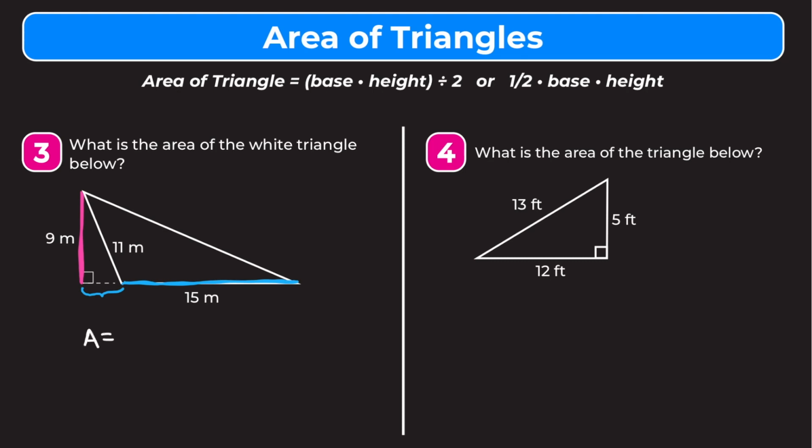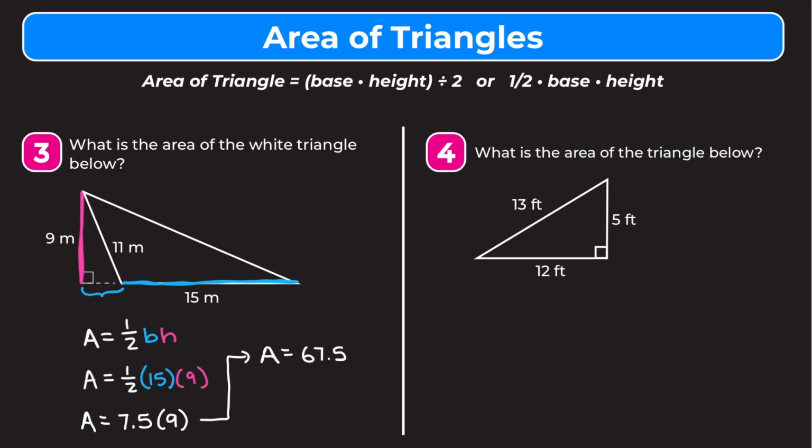I'm going to start by writing our formula. Area equals 1/2 times our base times our height. Now I want to plug in our numbers. So our area is equal to 1/2 times our base of 15 times our height of 9. Now we just want to multiply this out, and we can multiply in whatever order we want. I'm going to multiply 1/2 by 15 first, and that's going to be 7.5. Feel free to use a calculator if you would like. Now we need to multiply 7.5 by 9, and if we do that, we should get an area of 67.5, and our units are going to be meters squared.